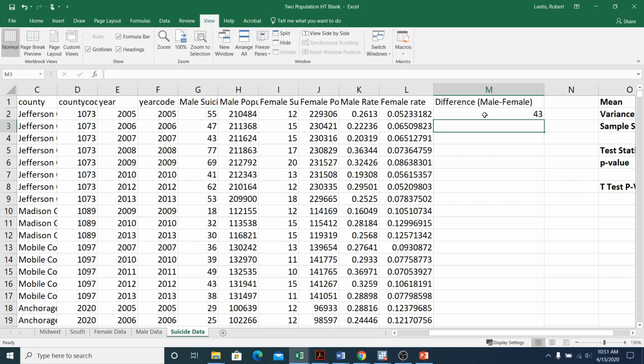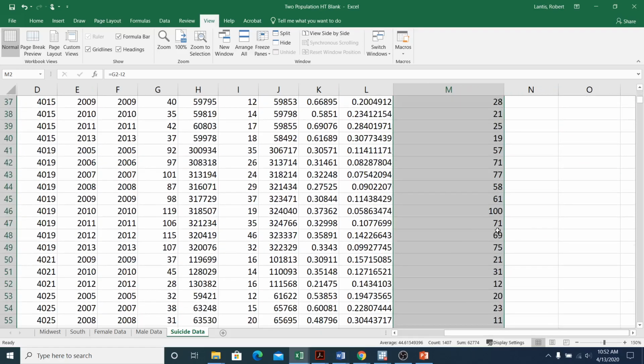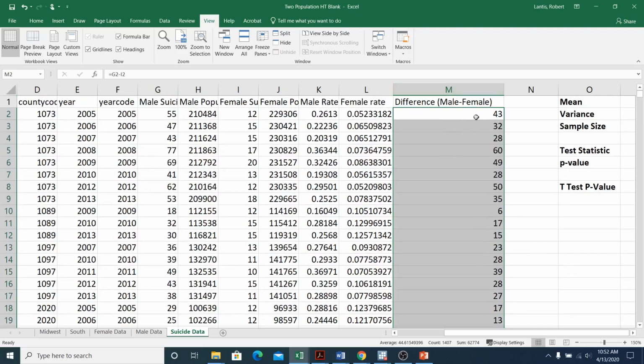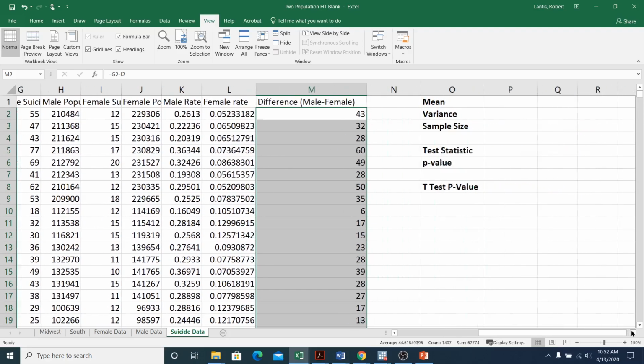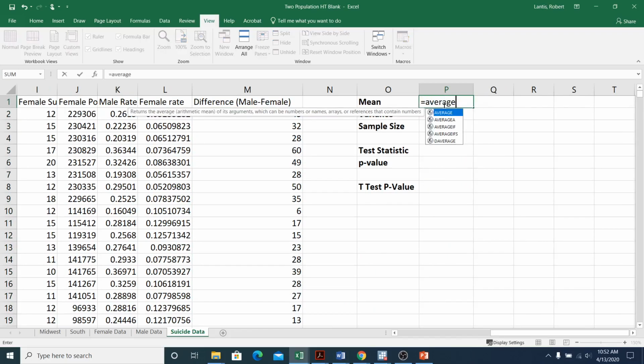Once I've done that, if I go over here and it turns into this black cross, if I double left click, it copies down for every observation. So I now have this difference variable, which is the difference in male and female suicides. Once I have this difference variable, how do I find the mean difference and the sample variance of that difference? Well, that's just our average function. We should be pretty familiar with that.